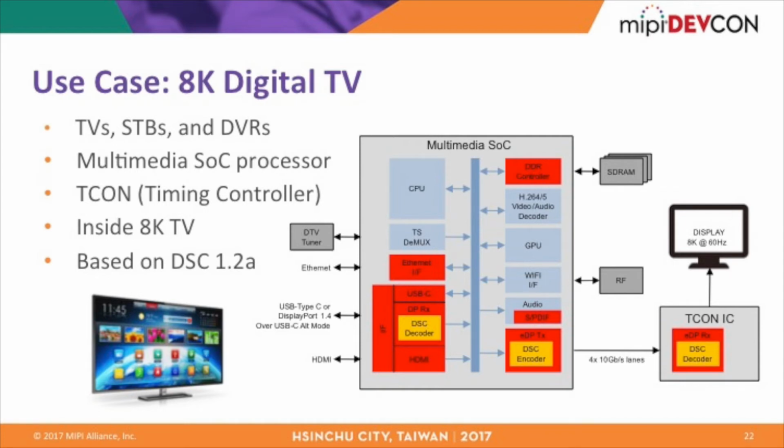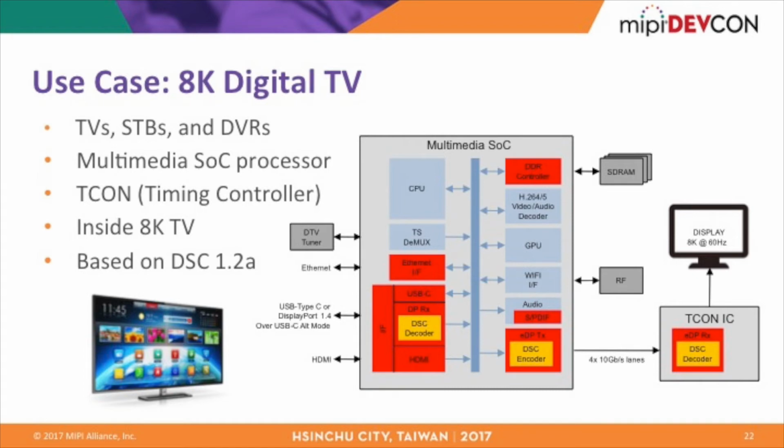So HDMI 2.1 will support DSC natively. If you're looking at a DTV multimedia SoC like a set-top box chipset, for example, it becomes very interesting to add DSC encoding and decoding inside the chipset. One of the reasons is the same as I just explained for AR, VR.